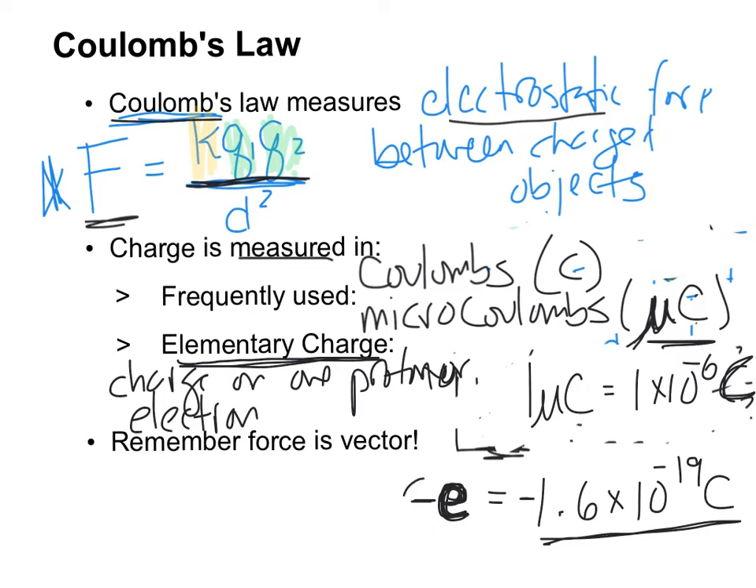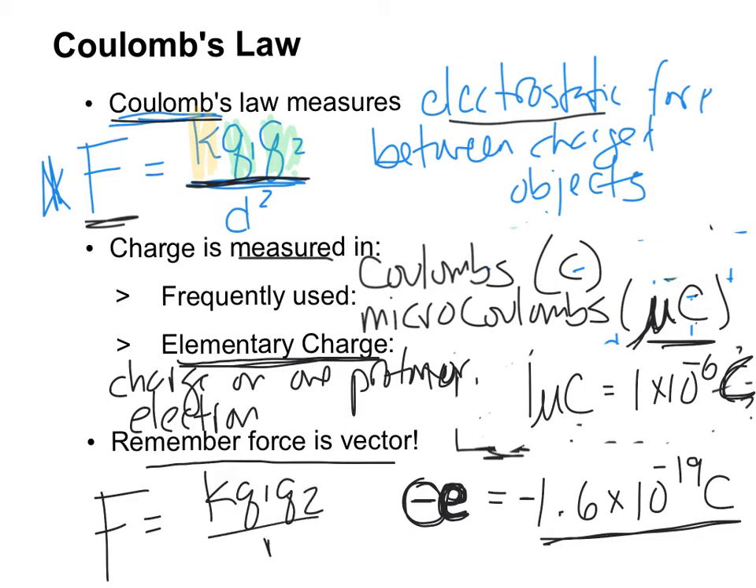Now this negative sign, it turns out, is important, because remember, force is a vector. So when I take my Coulomb equation, F equals k q1 q2 all over the distance separating the objects squared, distance is going to be a positive value and our constant is going to be a positive value. And so the identities of our charges could be positive or negative.